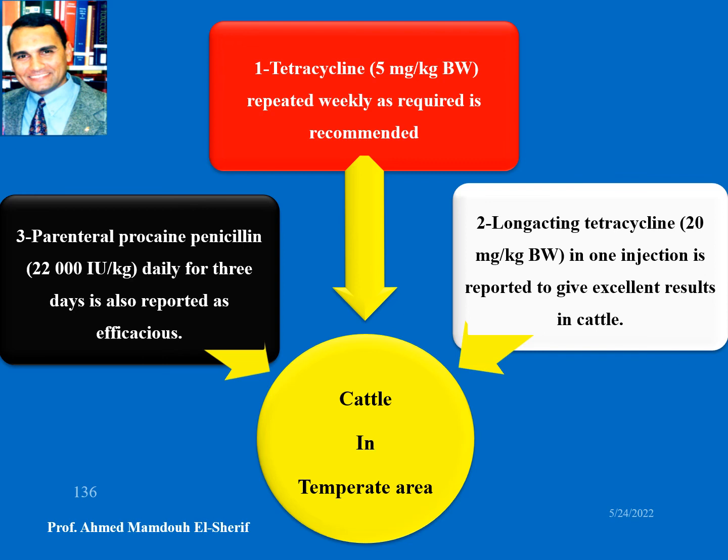Treatment of dermatophilosis in cattle in temperate areas. Number 1, tetracyclines at 5 mg per kilogram body weight repeated weekly as required is recommended. Number 2, long-acting tetracycline at 20 mg per kilogram body weight in one injection is reported to give an excellent result in affected cattle. Parenteral procaine penicillin at 22,000 international units per kilogram body weight daily for 3 days is also reported as efficacious.